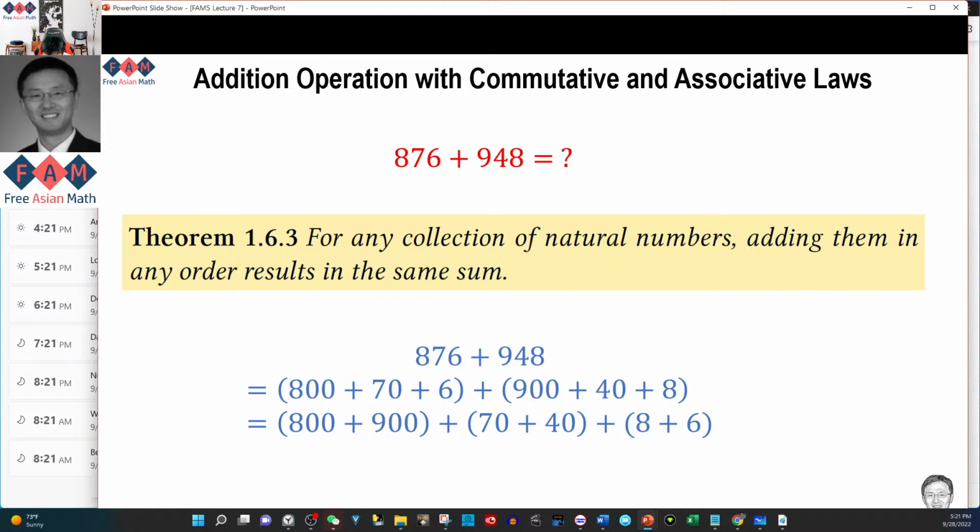So then, once we get here, we can see that we can regroup them in a way that we group all the hundreds numbers together. We want to group 800 plus 900, and 70 plus 40, and 8 plus 6. This is nothing but the commutative and associative laws allowing us to rewrite the original problem in such a way. Once we understand this, we know that we can do 800 and 900 together.